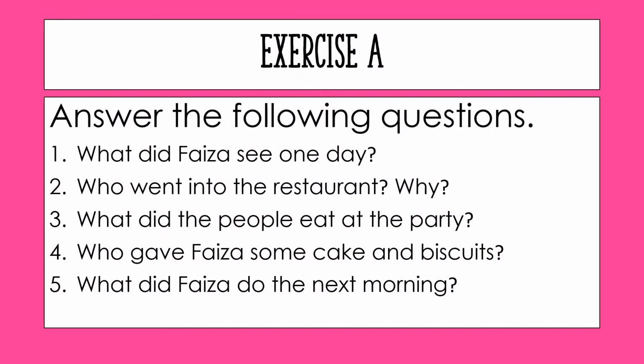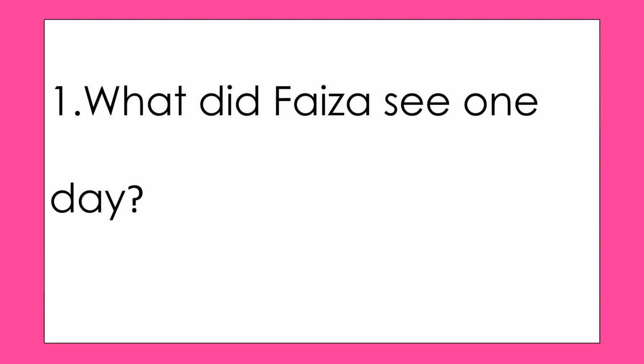In exercise A, we have 5 questions and they are very easy. We are going to look at each question one by one and discuss the answers. The first question is, what did Faiza see one day? There are a number of answers to this question and it's all up to you however you want to write. Just remember that you have to change the verb into past tense.